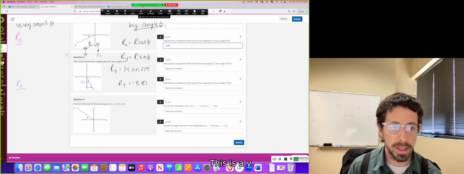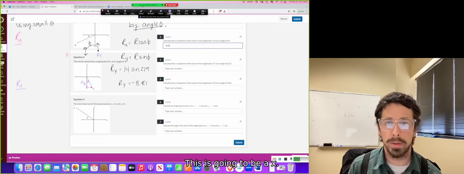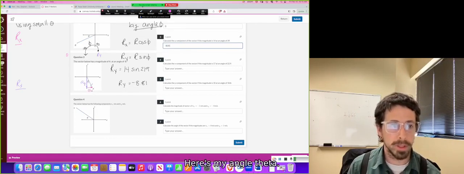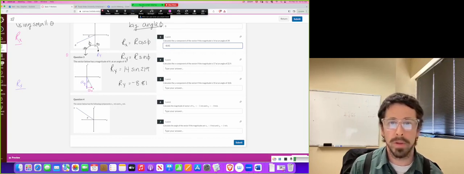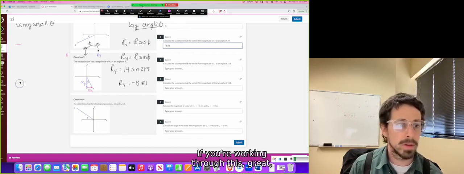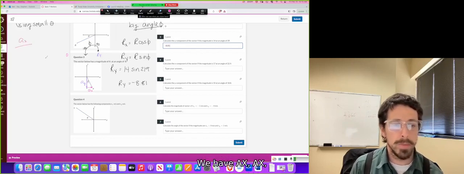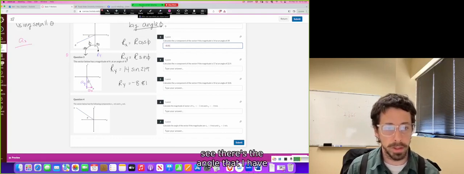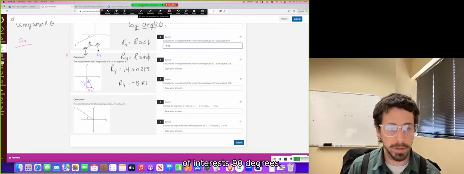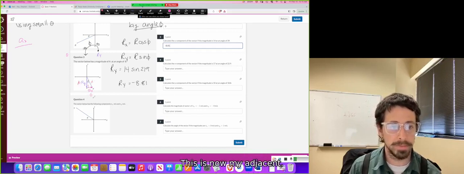So this is A, Y. This is going to be A, X. There's my angle theta. If you're working through this, great. Hopefully you're a little bit ahead of me at this point. So we have AX. Let's see, there's the angle of interest, 90 degrees. This is going to be my hypotenuse. This is now my opposite. This is now my adjacent.